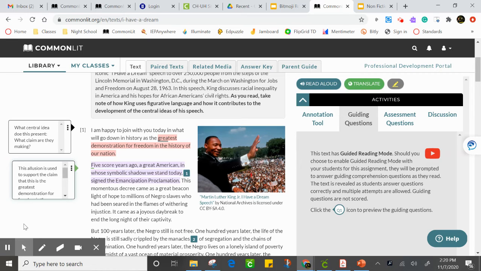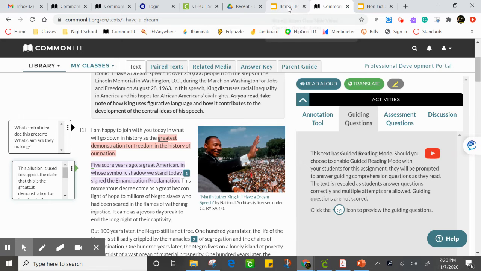I am saying this is a piece of evidence that shows that an allusion is used in this piece of writing to support the claim that this is a great demonstration for civil rights. And it's making an allusion to a previous speech by a previously well-known activist, if you will, that started the ball rolling in many ways or many views of our history. So that is the primary goal here.